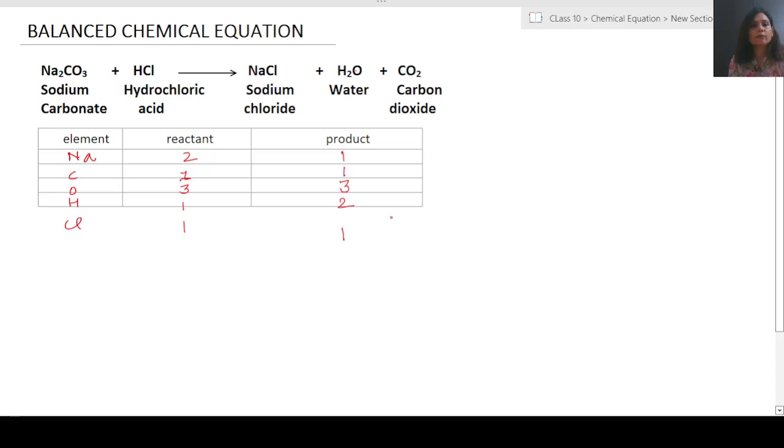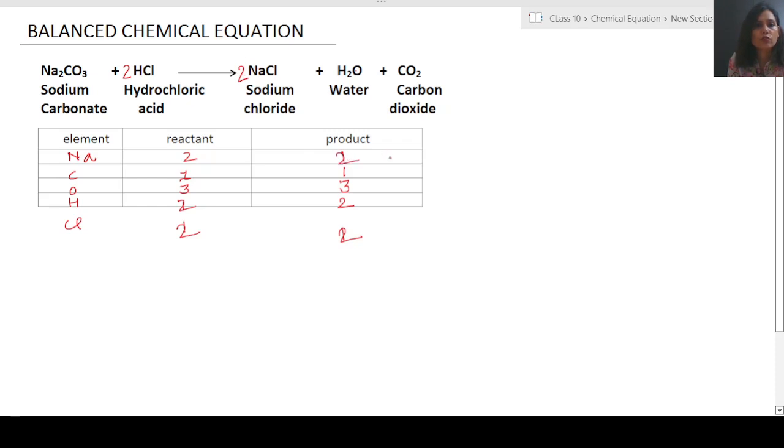So basically we are seeing that H is not balanced, and Na is also not balanced. C, O and Cl are balanced. So we will start with H. Here if we write 2 here, then this 2 will make H also 2, and Cl also 2 here, but here the Cl is 1. So how about we put 2 here, the Cl will become 2, and Na will become 2.